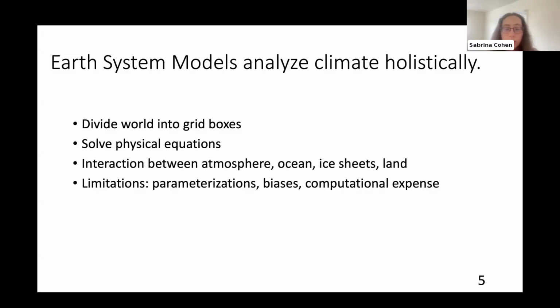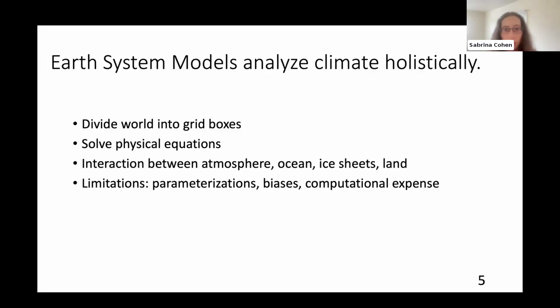These grid boxes, in the past couple decades, as computers have been getting stronger and more powerful, have been getting smaller and smaller. In the latest generation of these Earth system models, the grid boxes are still fairly large, about 100 to 200 kilometers by 100 to 200 kilometers. So for looking at something very small, for example an individual storm, they're not sufficient, but for understanding the climate, they're quite powerful tools.